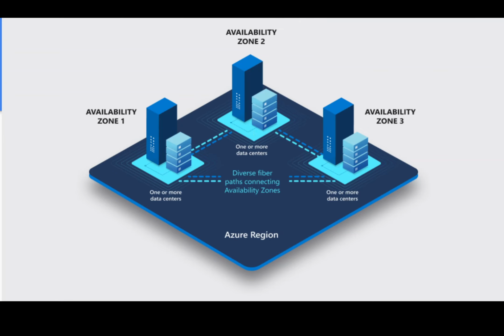through a dedicated low latency network. An availability zone is a unique physical location within an Azure region. So here we have the Azure region, and within that region, we have different availability zones. Simply put, an availability zone is a data center, and these are all connected through a dedicated low latency network. Within an availability zone, there could be one or more data centers.